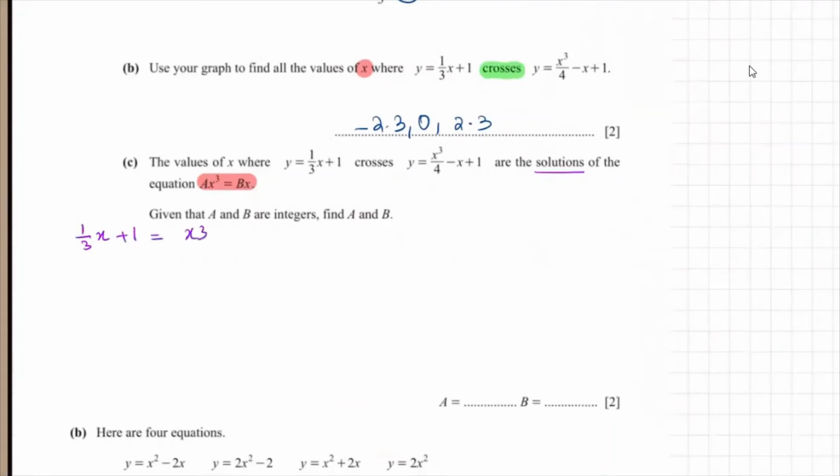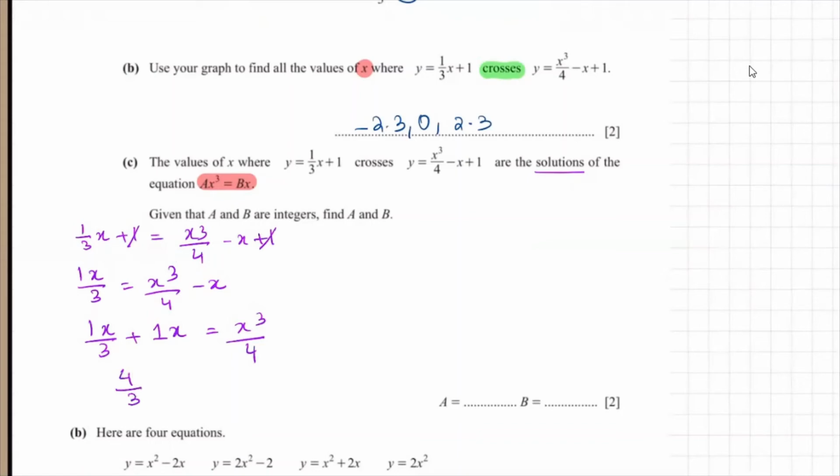Like this: x cubed divided by 4 minus x plus 1. Now be smart. 1 and 1 can cancel out. So if I'm canceling them out, I'm left with 1x divided by 3 equals x cubed divided by 4 minus x. Let's take this minus x on the other side. So 1x over 3 plus 1x equals x cubed divided by 4. 1 over 3 and a 1 will give me 4 over 3x equals x cubed divided by 4.